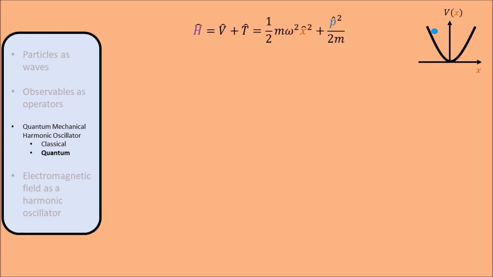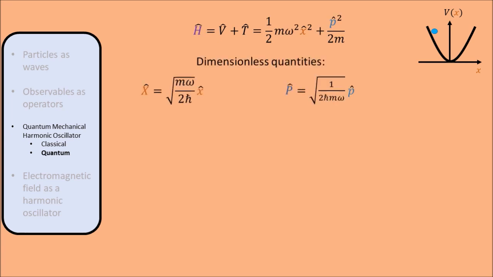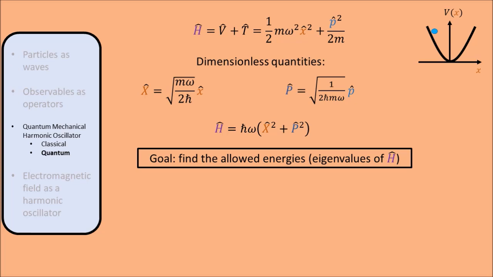We can plug in the expressions for the potential and kinetic energy, and then introduce the same dimensionless quantities we saw previously to end up with the fairly simple Hamiltonian. What we want to do next is to find the energy levels of the system, which are given by the eigenvalues of h. There are two ways to do this.